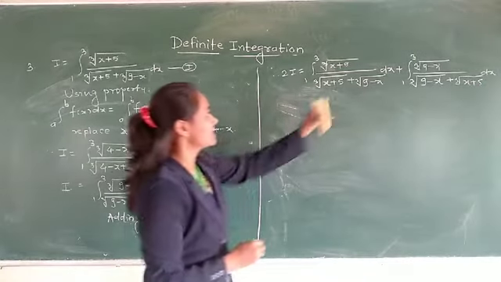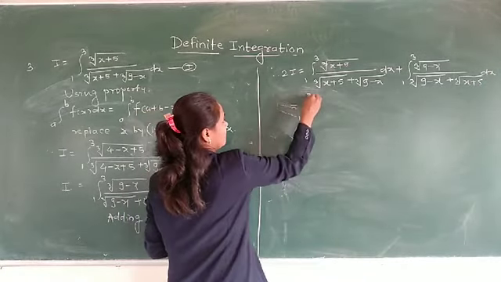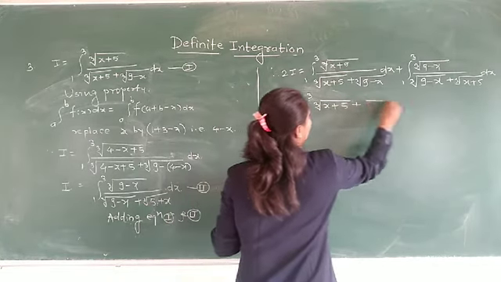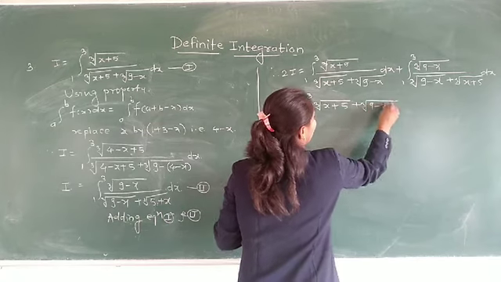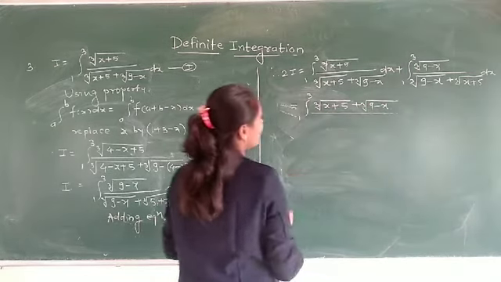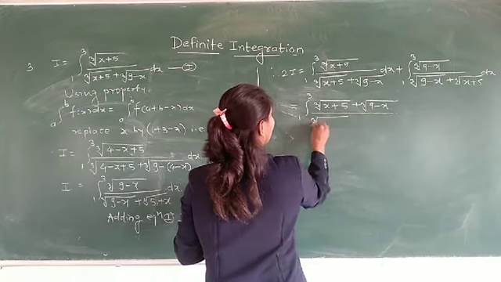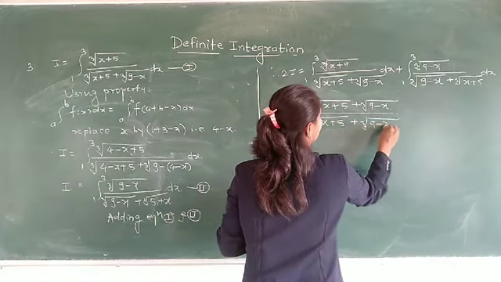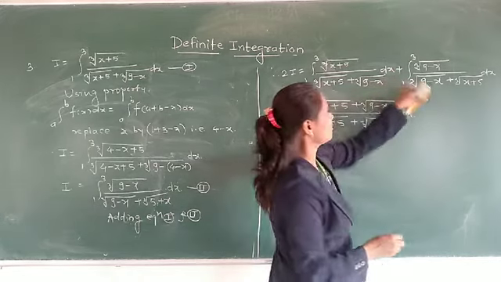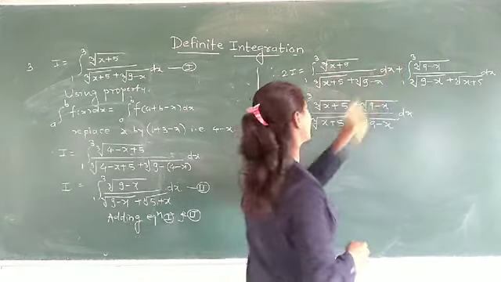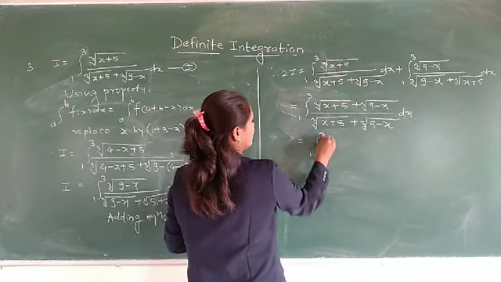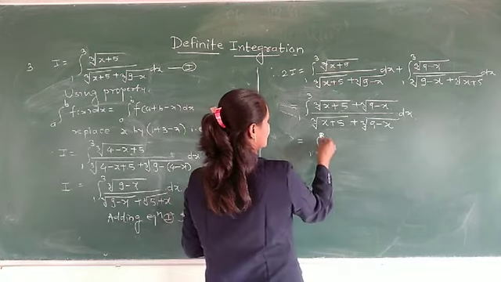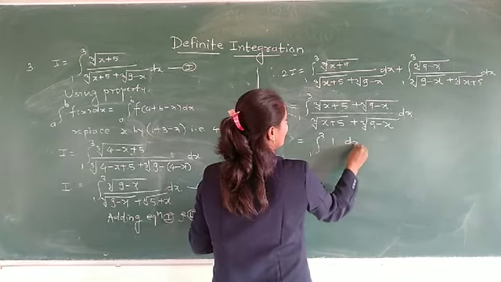Now the limits are the same, so we take the integrand common. Therefore cube root of (x plus 5) plus cube root of (9 minus x) divided by cube root of (x plus 5) plus cube root of (9 minus x) dx. Here the denominator is also the same, since we take the addition of the numerators from 1 to 3, the numerator and denominator are the same, so it will cancel. So you will get 1 into dx.